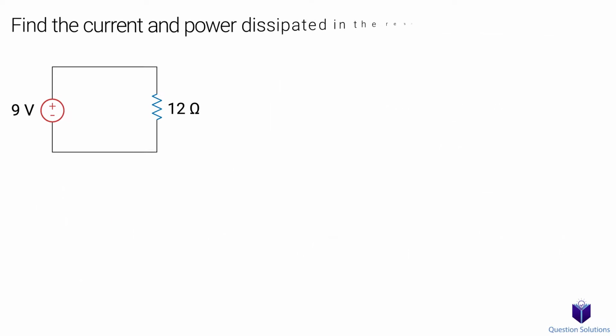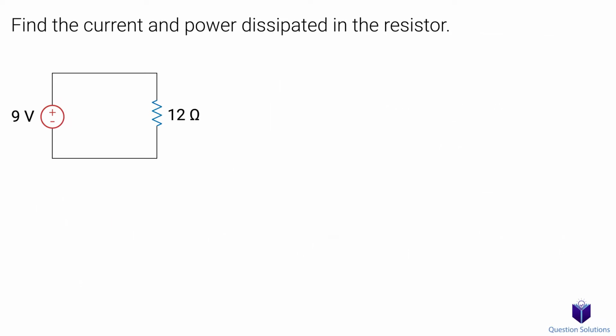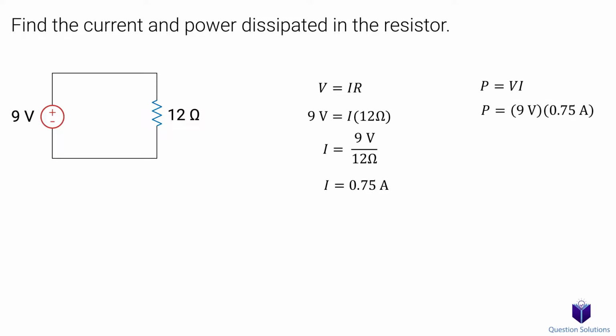We can start with an easy one. We just need to figure out the current and power dissipated in the resistor. Using Ohm's law, we can figure out the current flowing in this circuit. The voltage is 9 volts and the resistance is 12 ohms. So we get a current flow of 0.75 amps. To find power, we use P equals VI. Let's solve, and that's our answer.